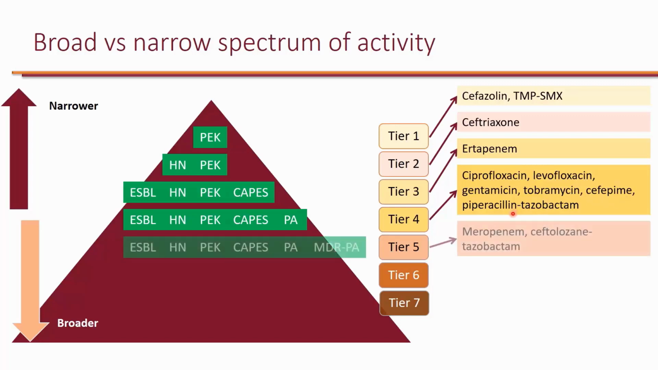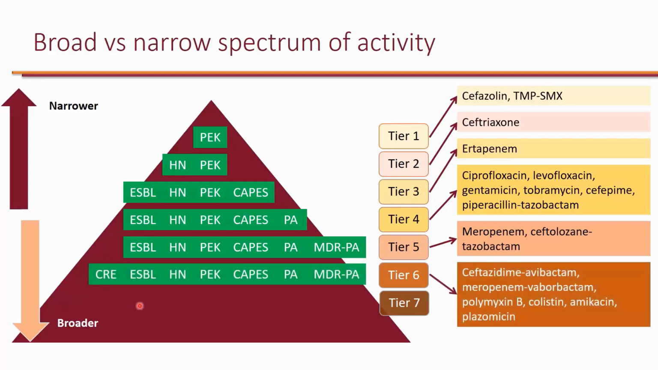And then on the next tier, not only do they cover Pseudomonas, but also they cover multi-drug resistant Pseudomonas. So multi-drug resistant Pseudomonas is the type of Pseudomonas that would be resistant to tier 4 antibiotics. So that's when carbapenems come in. So meropenem, imipenem, and also ceftolozane-tazobactam, they are usually active against multi-drug resistant Pseudomonas. So they are broader than tier 4.